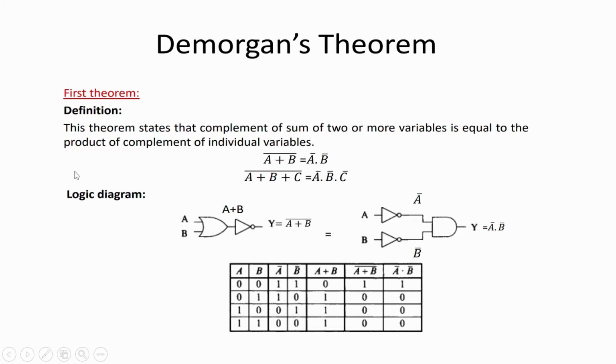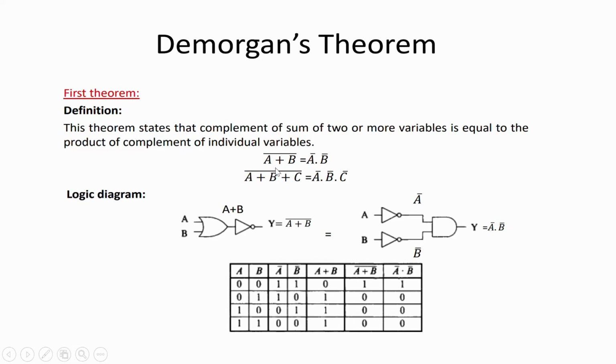And next, the truth table. We can prove the theorem by using the truth table. A and B are the two variables. Since there are two variables, there will be four combinations: 0 0, 0 1, 1 0 and 1 1. And we can find A bar and B bar too. So A bar is the complement of A and B bar is the complement of B. So the columns come as 1, 1, 0, 0 and 1, 0, 1, 0.